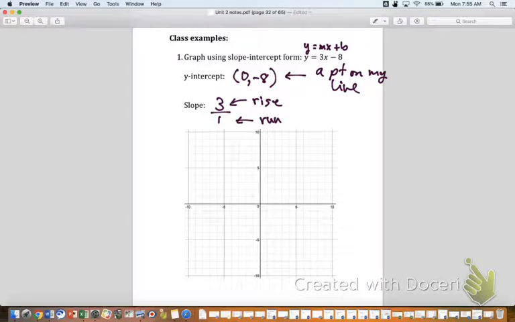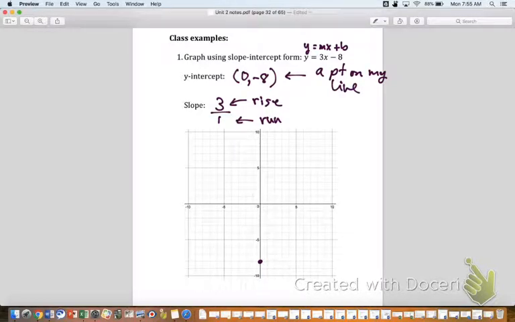Rises 3, runs 1. Okay, so here's how I would graph this. I'm always going to start by graphing the point that's on the line. So the point that's on the line is 0, -8. And so that would be right there. I'm just going to put a little dot right there. And then I'm going to count my slope off. And I'm going to count off my slope, rise over run, you said.